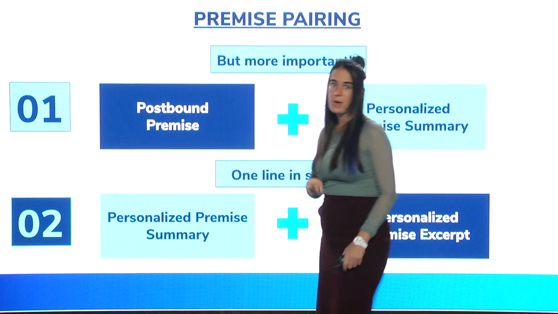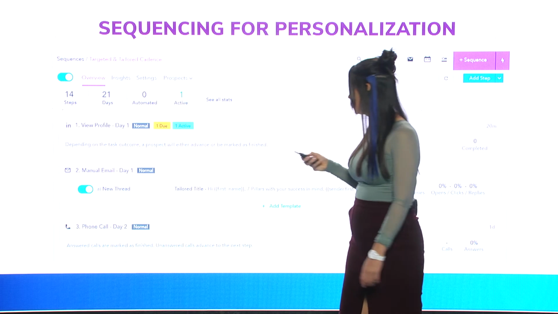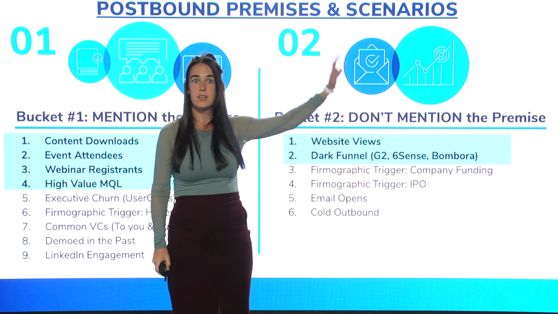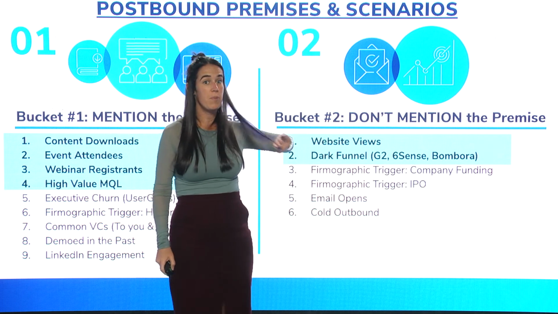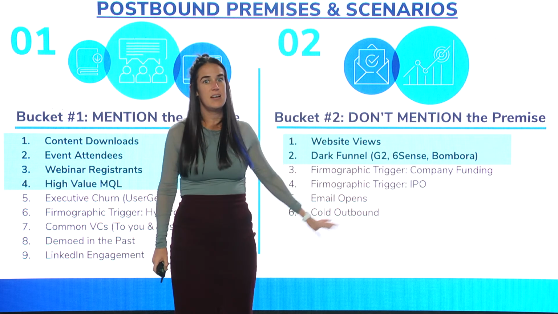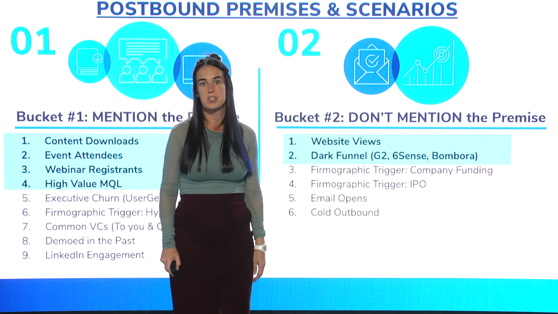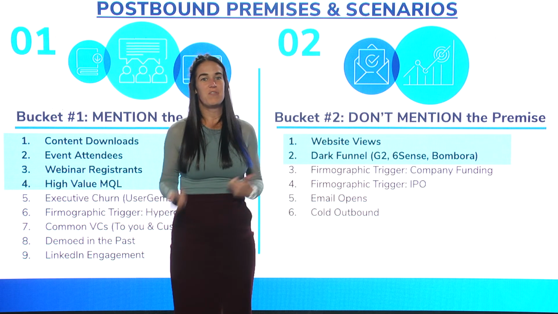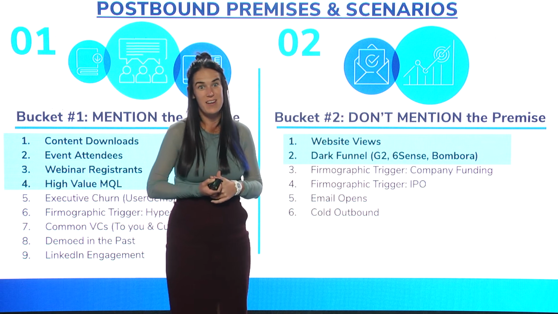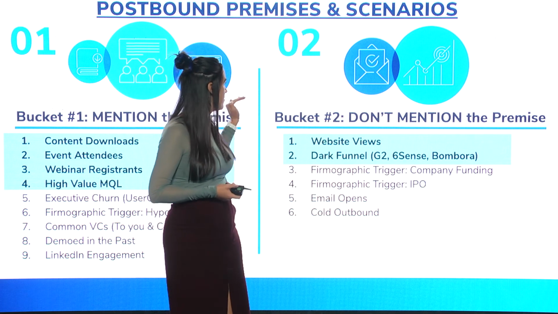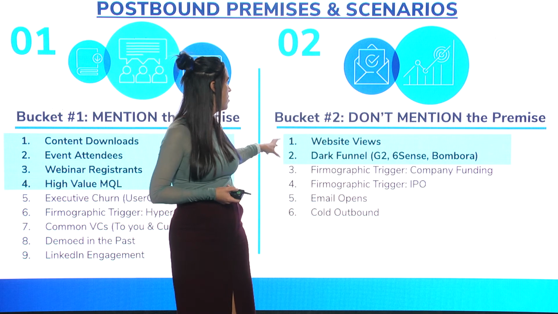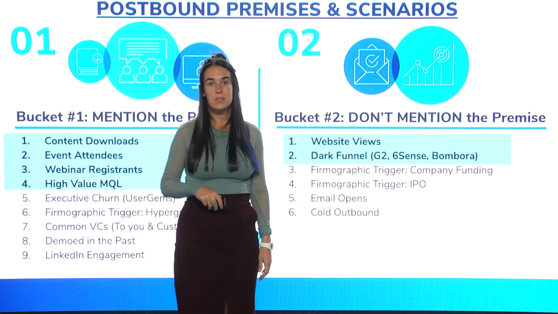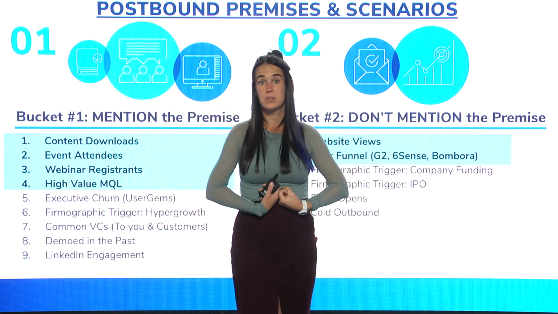If you don't have a post-bound premise, so this would be bucket number two, again, bucket number two is all of the sequences that you're building where it makes the prospect important to you, but it's not necessarily something you want to mention. So again, something like website views. It's a little intrusive if someone viewed your website and then all of a sudden you're sending them an email about it. So in bucket number two, and you've got anything from website views to dark funnel to email opens to cold outbound, in this bucket, you're going to need to lean on that personalization solely within your email.